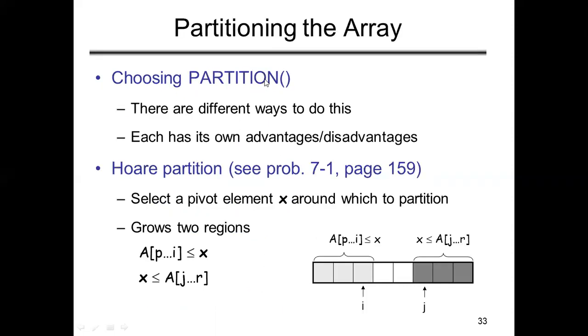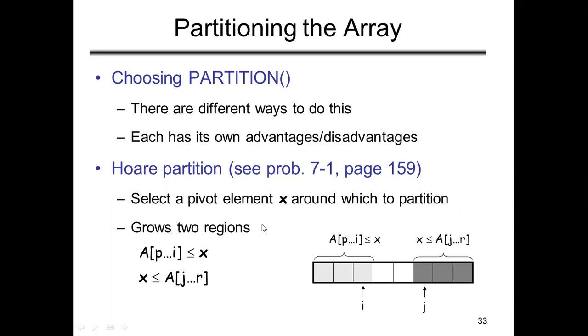Now, choosing the partition: how to choose the partition element? There are two different ways to do this, each with its own advantages and disadvantages. First is Hoare partition, according to the scientist Hoare. We already discussed there are different ways to partition the given array. Suppose we select a pivot element x around which to partition. Based on that, we partition the given array.